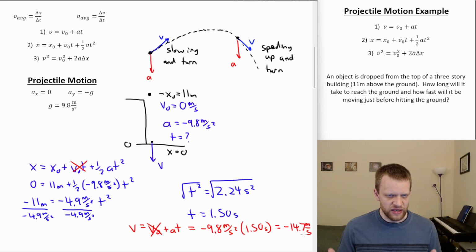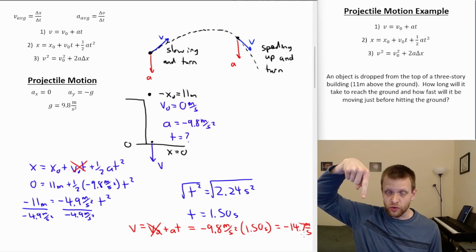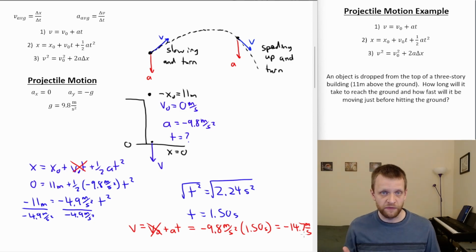Where did that negative value come from? Well, that negative, remember, velocity is a vector. Direction matters. So that negative sign comes from the fact that this object is moving downwards just before it's hitting the ground. Okay? That negative sign accounts for that direction.